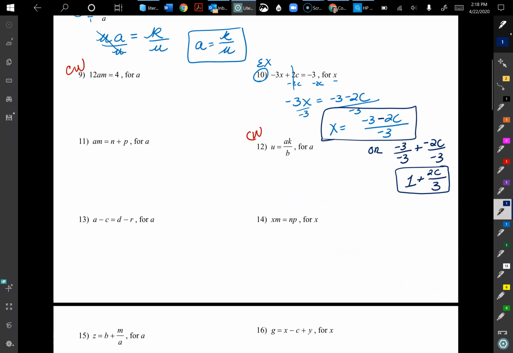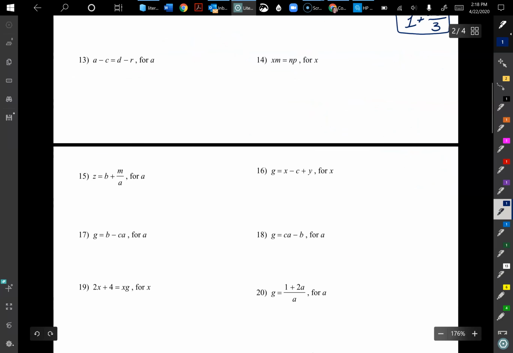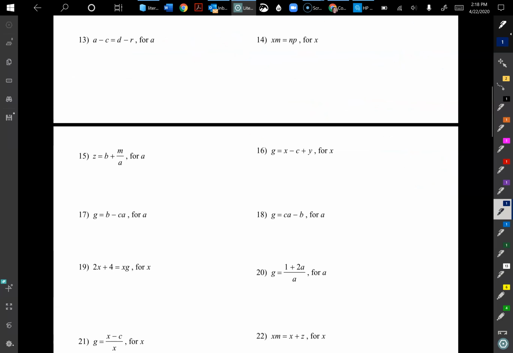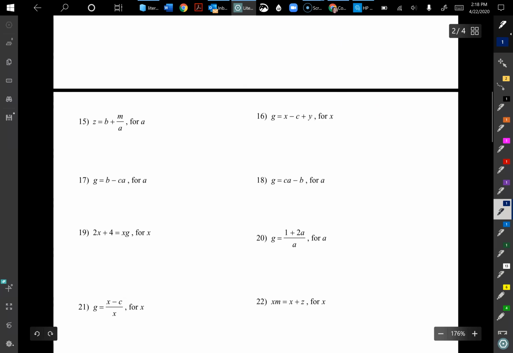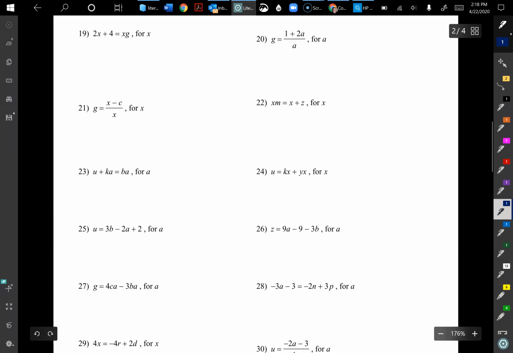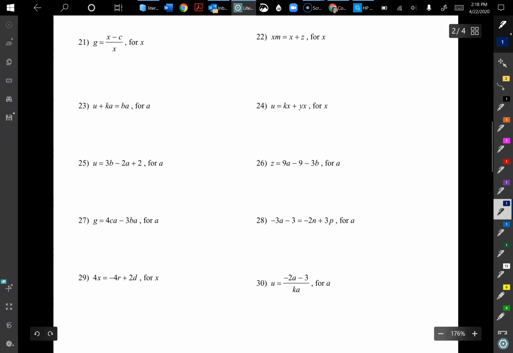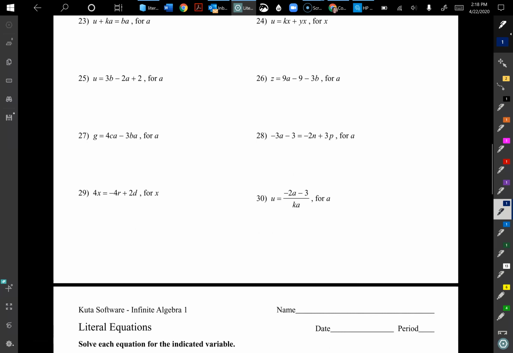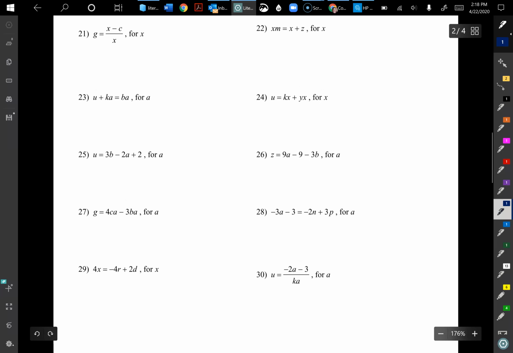Let's see. I'm going to push down here and we'll look at, I think, some that are a little more challenging, but they're kind of all pretty similar. I will do number 27 as an example real quick. So we're solving for A.